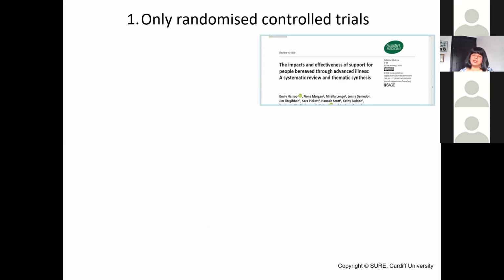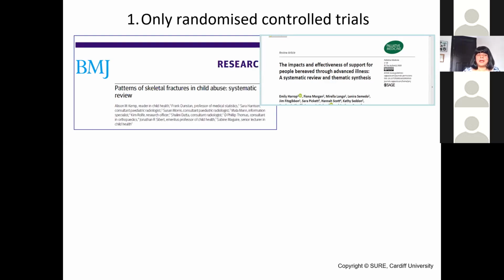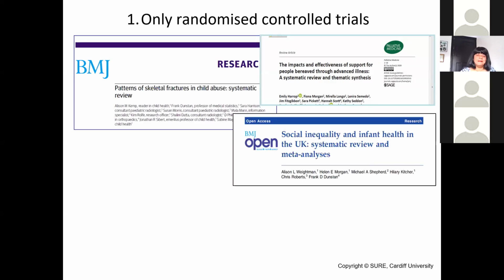But if you think about it, in lots and lots of subject areas, topic areas, using a randomized controlled trial is unethical. So the first image here, the title is "The Impact and Effectiveness of Support for People Bereaved Through Advanced Illness." How on earth can you use randomized controlled trials? Here's another one, "Patterns of Skeletal Fractures in Child Abuse, a Systematic Review." So for certain, you can't use randomized controlled trials in that area.